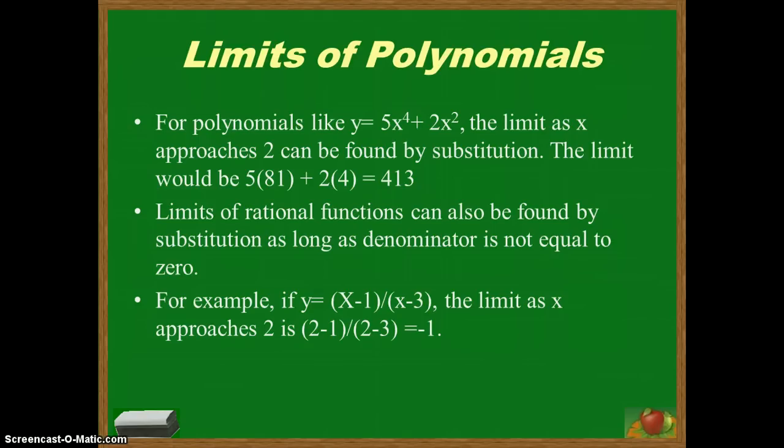Limits of rational functions can also be found by substitution as long as the denominator is not equal to 0. For example, if y equals x minus 1 divided by x minus 3, the limit as x approaches 2 would be 2 minus 1 over 2 minus 3, or negative 1. Remember, though, the denominator cannot be equal to 0, because that's a no-no.